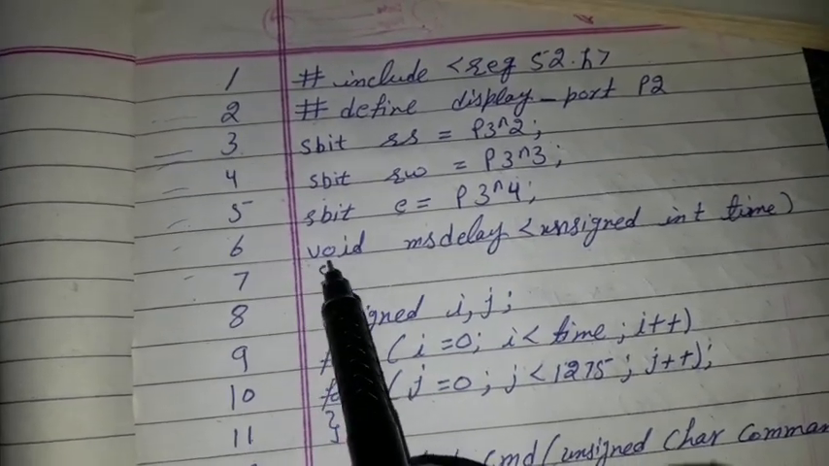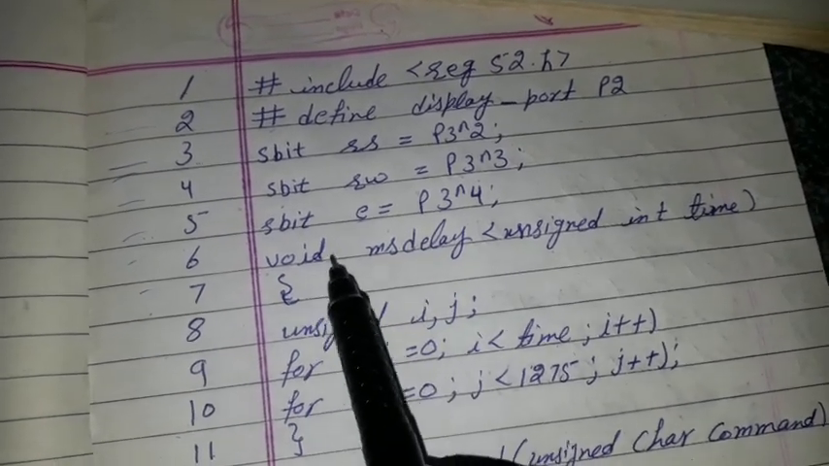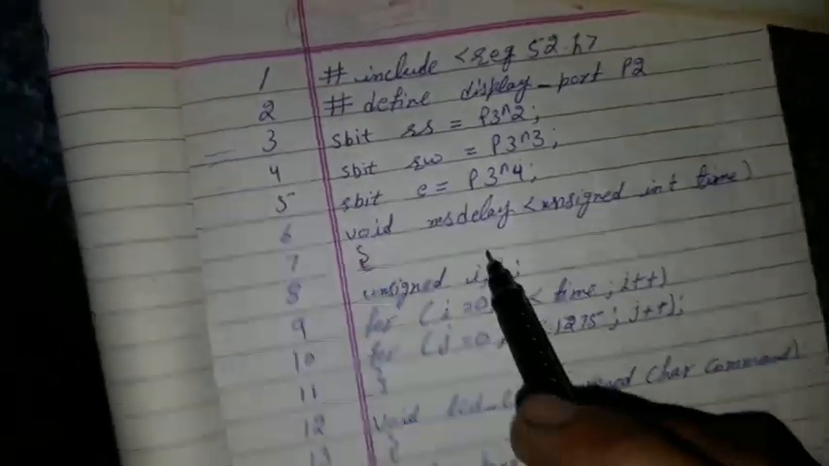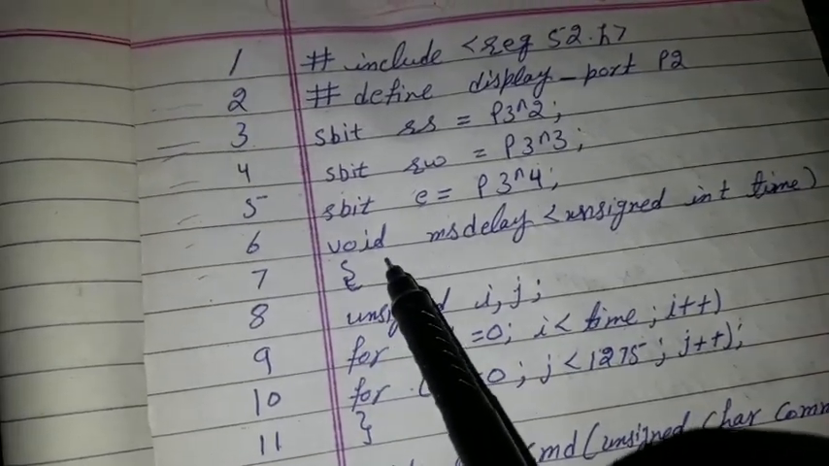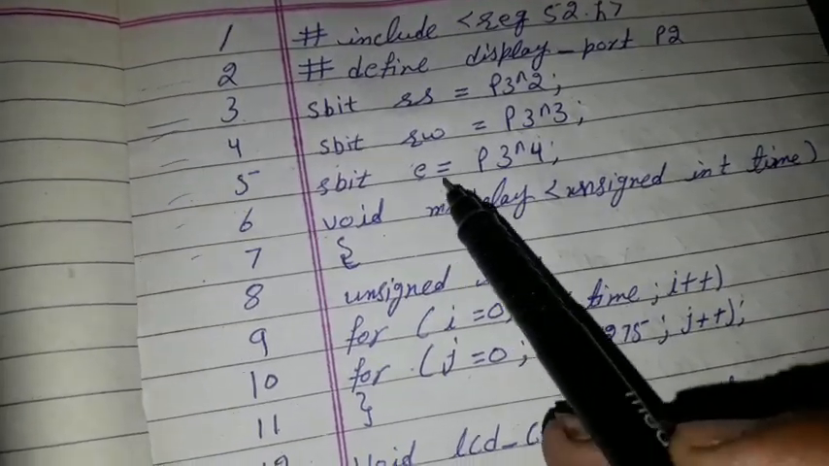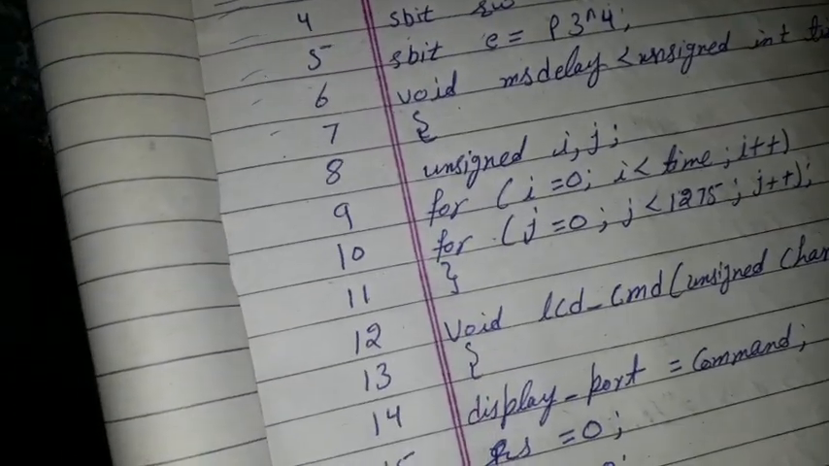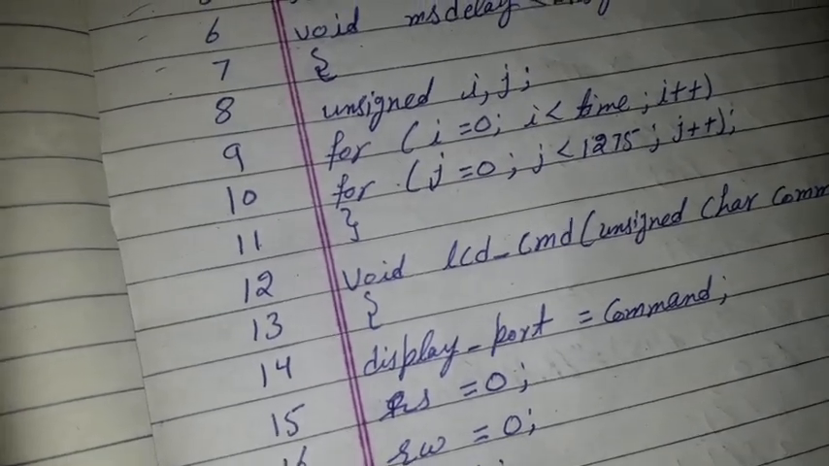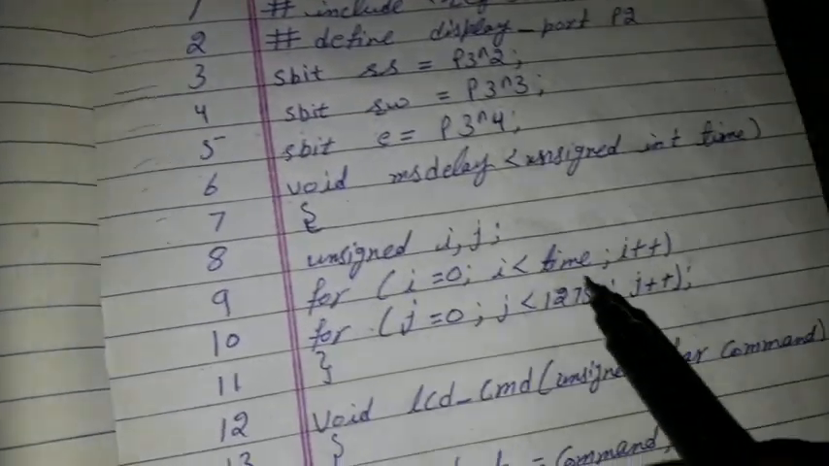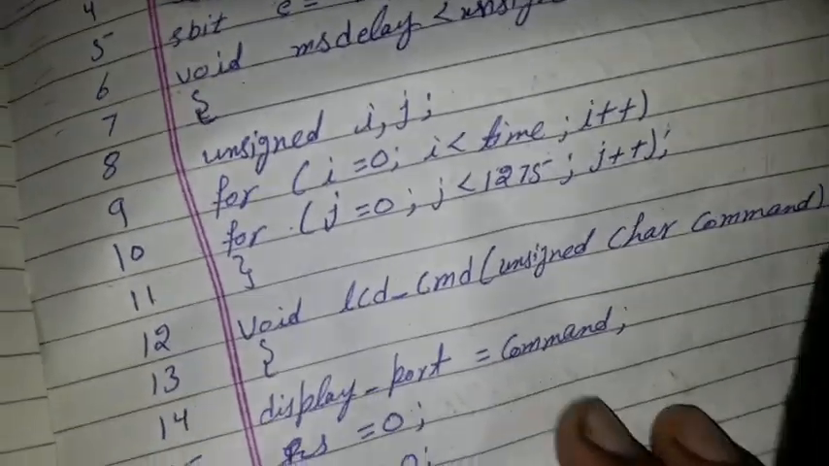So next, at line number 6, we have the void, and the programming starts, and we use the millisecond delay subroutine on this. So we use void as a function, and void is the starting, and msdelay is a delay routine, a function for creating delay in milliseconds, and we use this.